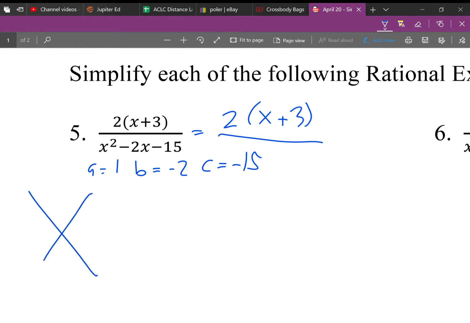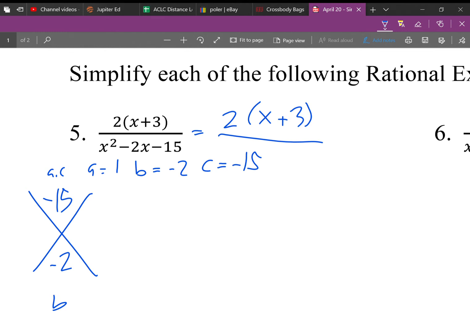I'm going to make my x with a times c at the top, b at the bottom. 1 times negative 15 is negative 15 at the top. B is negative 2 on the bottom. Now, again, if I need to make a negative 15, one of the numbers I'm multiplying by needs to be positive and one needs to be negative.